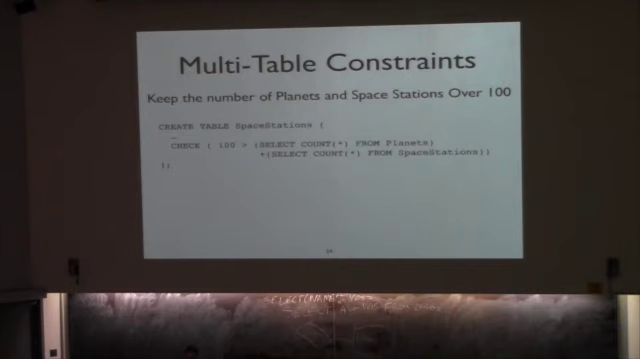These check constraints don't necessarily have to apply to specific rows of the relation. So for example, if I want to make sure that there's always at least 100 planets and space stations in my database, what I can do is insert a check constraint on the space stations relation so that I can never delete space stations to the point where there are fewer than 100 of them.